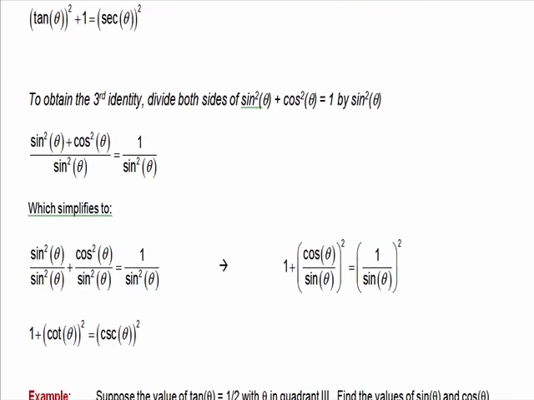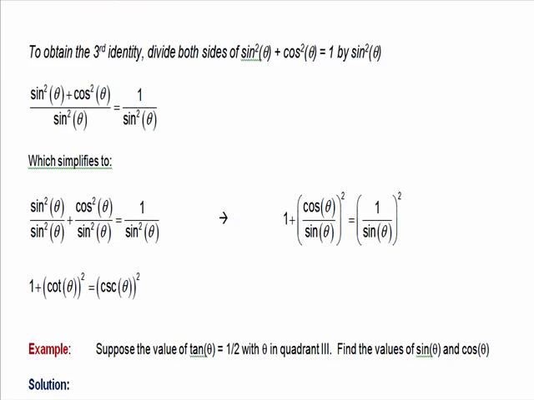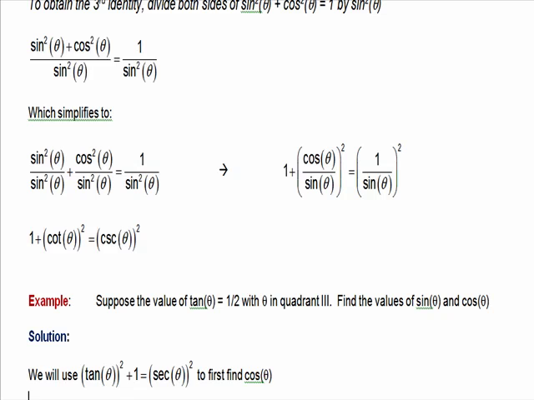Similarly, I can get the third identity. Instead of dividing by cos squared like I did in the previous example, I'm going to divide by sine squared. So I have sine squared theta plus cosine squared theta over sine squared theta equals 1 divided by sine squared theta. So there's my division. And if I simplify, remember I'm going to break it up into two fractions. So sine squared theta divided by sine squared theta plus cos squared theta divided by sine squared theta equals, and then I have the 1 over sine squared theta.